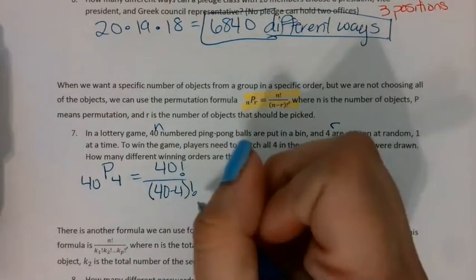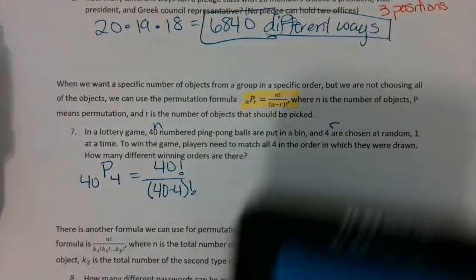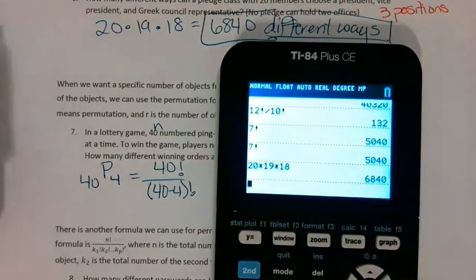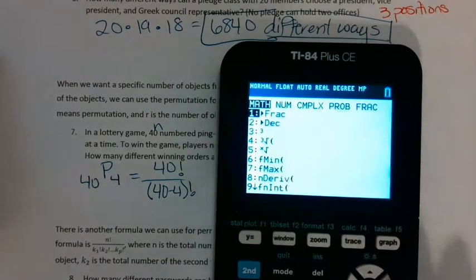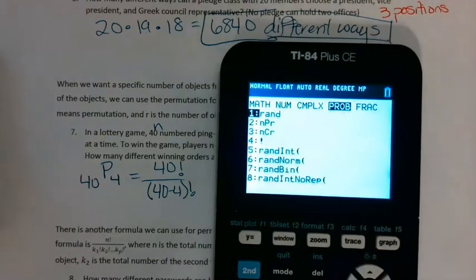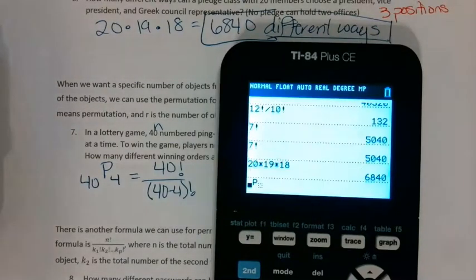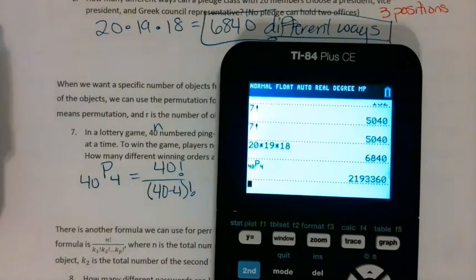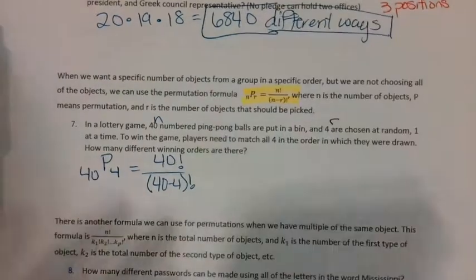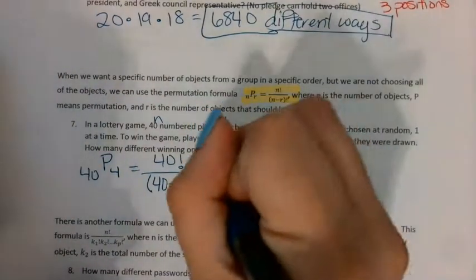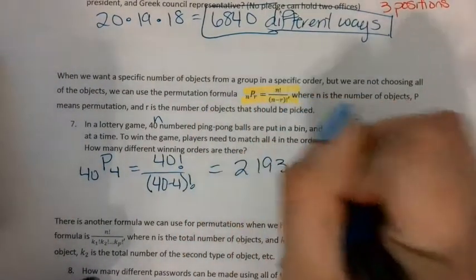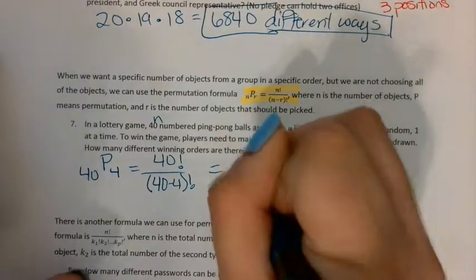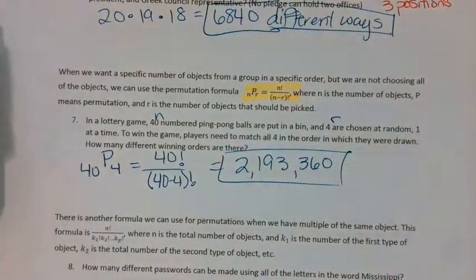I could type that into my calculator, or in this calculator, I'll also send out the instructions for this too. If I go math, probability, I have an nPr choice. So I go to 2, I fill in. If it's older, it won't have the nice boxes. If it's newer like this one, it will. And then I press enter, and I get my answer, which is 2,193,360 different orders to win.